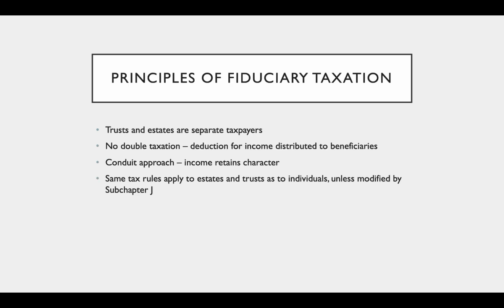So principles of fiduciary taxation include that trusts and estates are separate taxpayers, kind of like a corporation. There is no double taxation because there's a deduction for income distributed to beneficiaries. If a trust or an estate pays out income to a beneficiary, that trust or estate does not pay tax. We use a conduit approach, which means that income retains its character when it's passed through to a beneficiary. And the same tax rules apply to estates and trusts as to individuals, unless they're modified by subchapter J. So most of this stuff is going to seem familiar to you because it's exactly the same as the taxation of an individual.